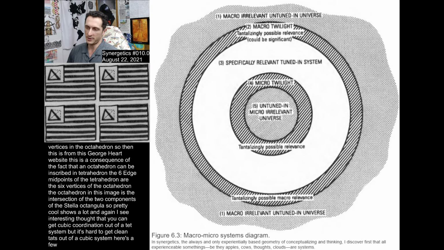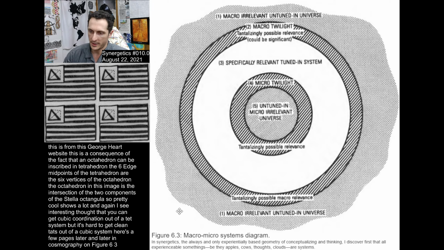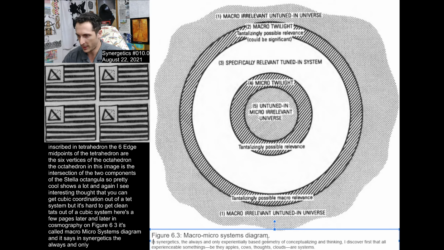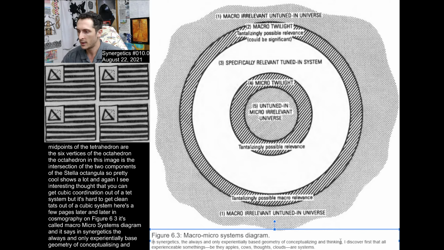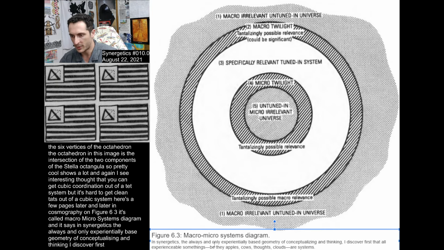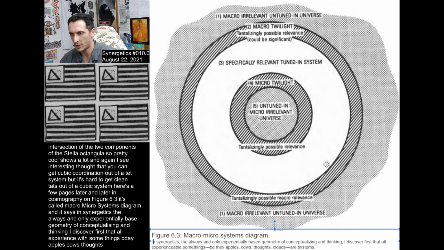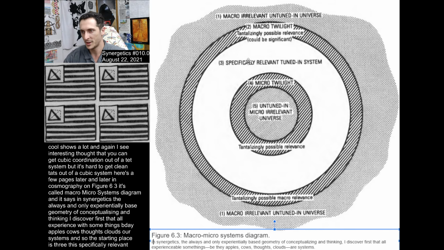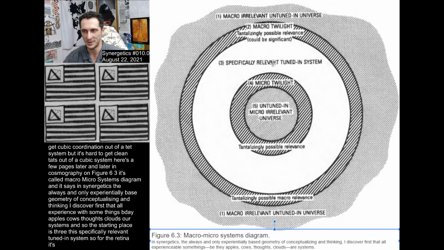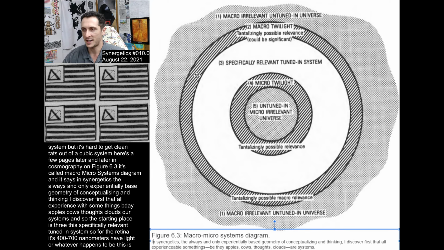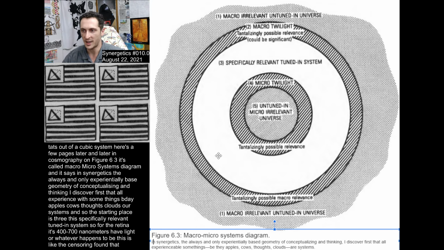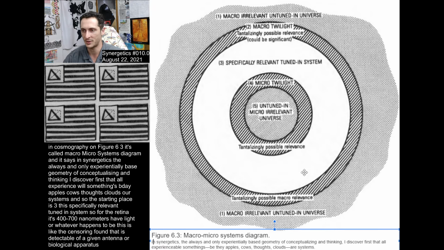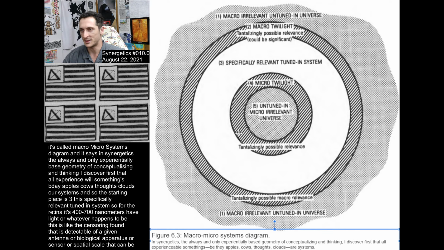Here's a few pages later in Cosmography, figure 6.3. It's called Macro Micro Systems Diagram, and it says, in Synergetics, the always and only experientially based geometry of conceptualizing and thinking, I discover, first, that all experienceable somethings, be they apples, cows, thoughts, clouds, are systems. And so the starting place is 3, the specifically relevant tuned-in system. So for the retina, it's 400 to 700 nanometers of light, or whatever it happens to be. This is like the sensing bound that is detectable of a given antenna or biological apparatus or sensor, or spatial scale that can be seen by a telescope or a microscope.